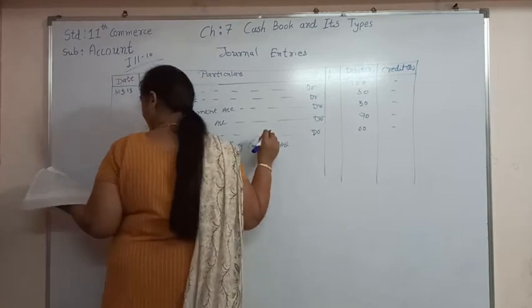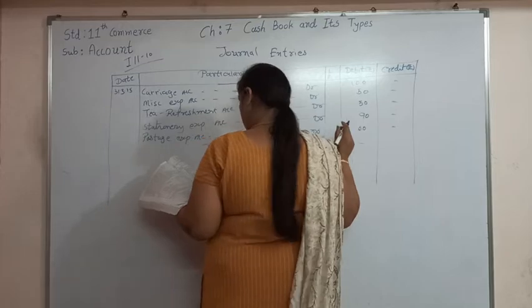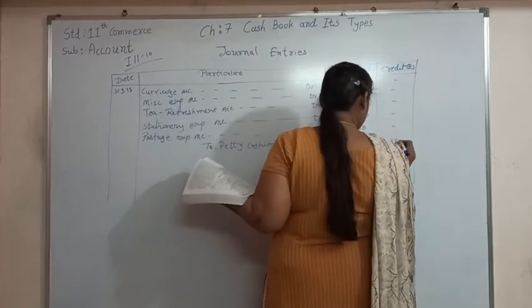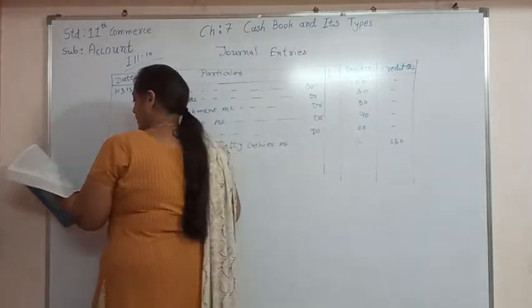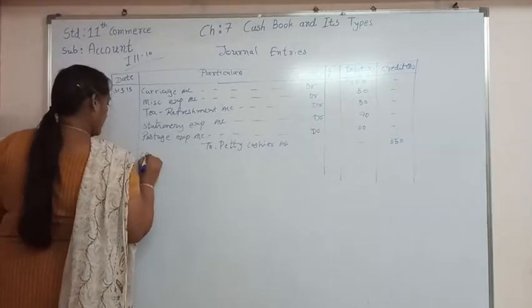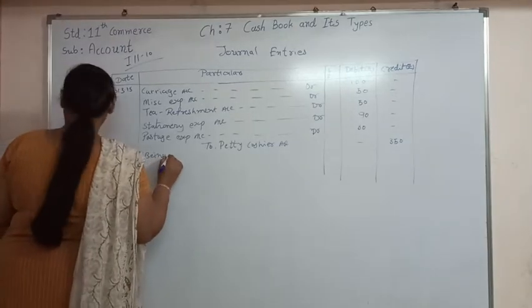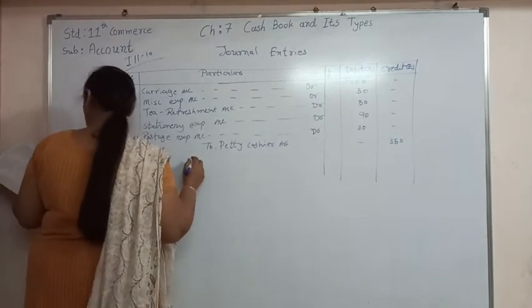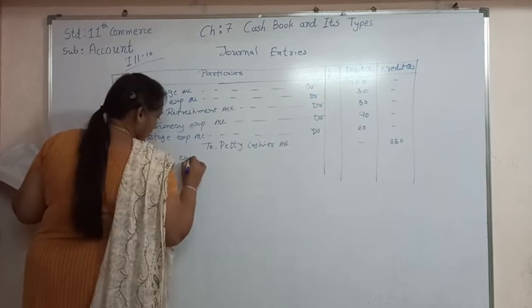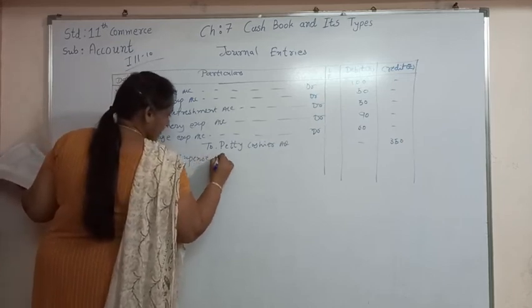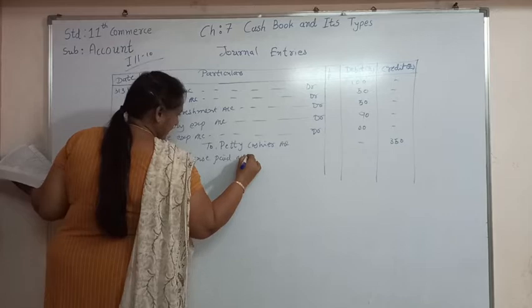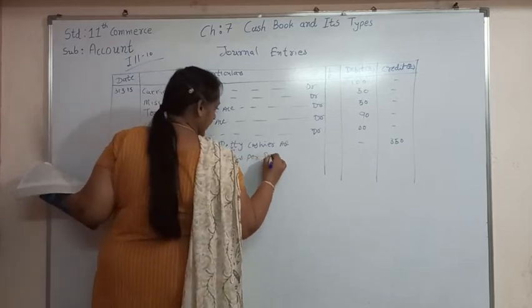Account. The total amount of this will be 350. Being expenses paid as per the petty cash book.